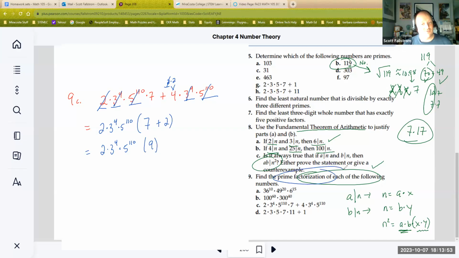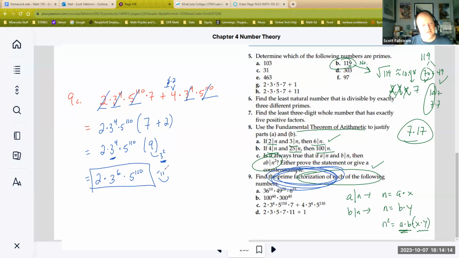It wants the prime factorization, though, and 9 is not prime. So think to yourself, wait a minute, 9, that's 3 squared. Got it. But I have some threes and I have some other threes. Just combine them with your properties of exponents, and we are done.